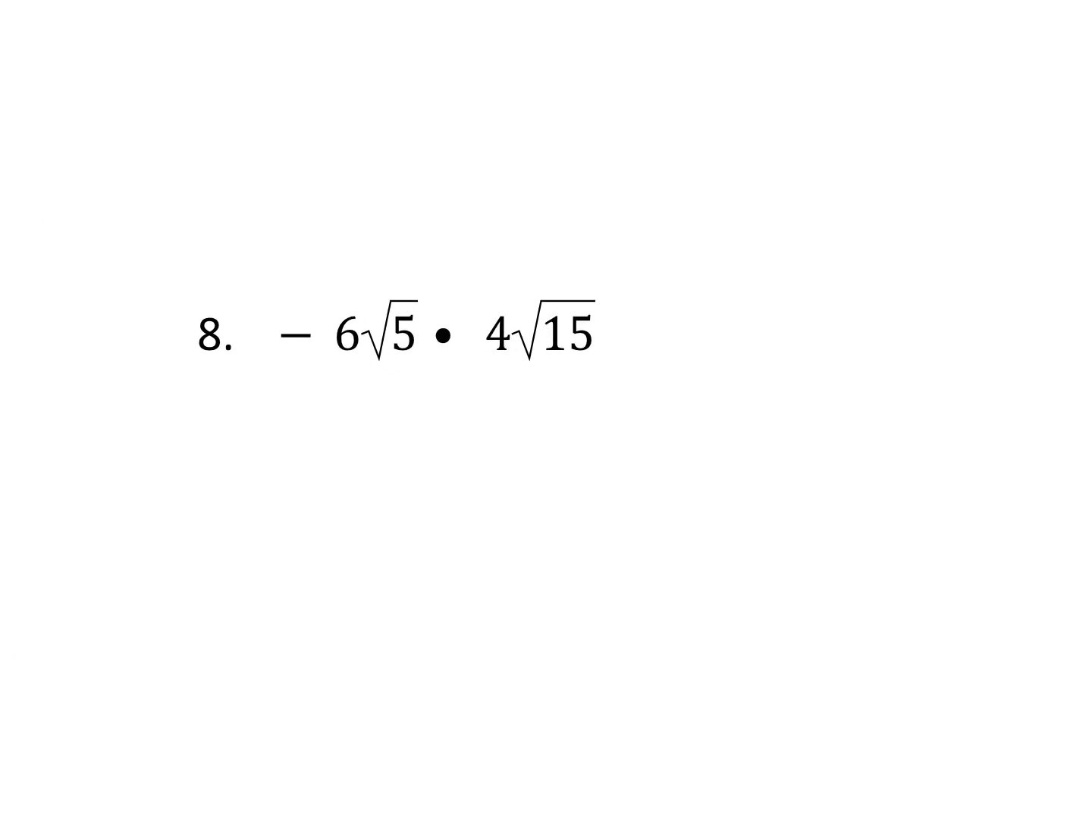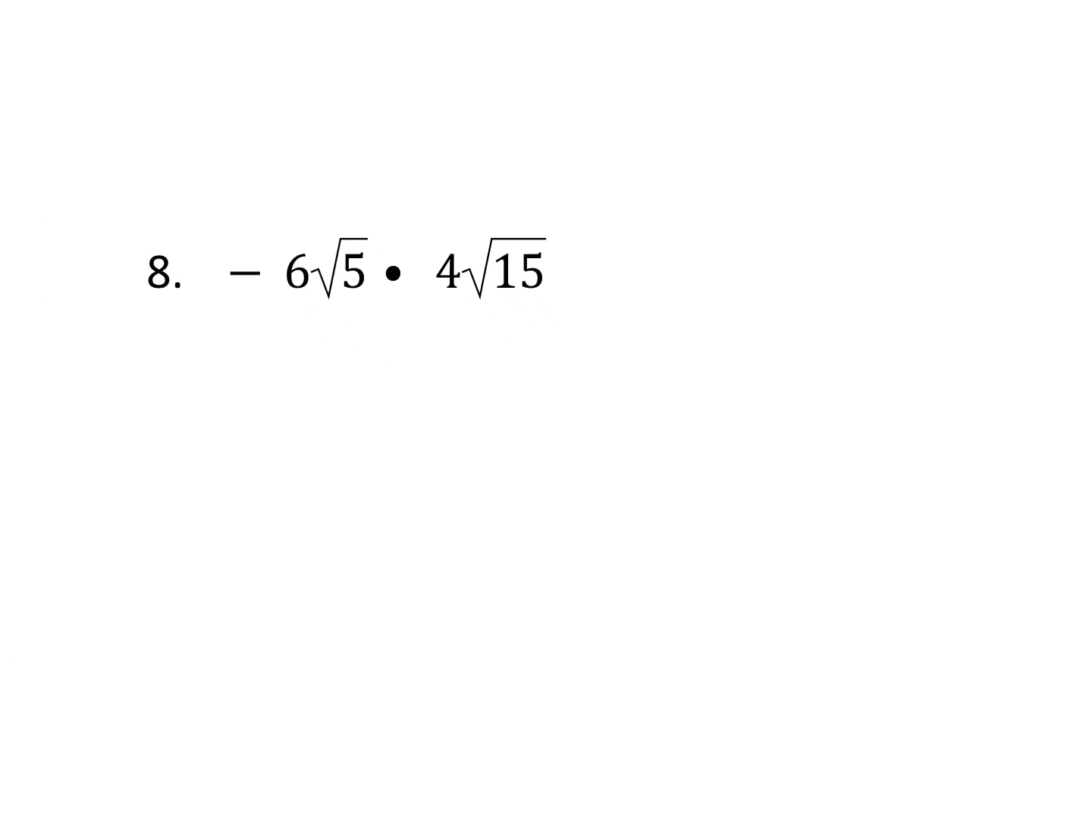Okay, let's do the same thing with number 8. First, I'm going to take my outside and multiply them together. So I have a negative 6. Don't forget that negative. And a 4. That's going to give me a negative 24. And now I'm going to do my insides. So I have a 5 and a 15. If I take 5 and I multiply it by 15, it's going to go under the radical as 75.